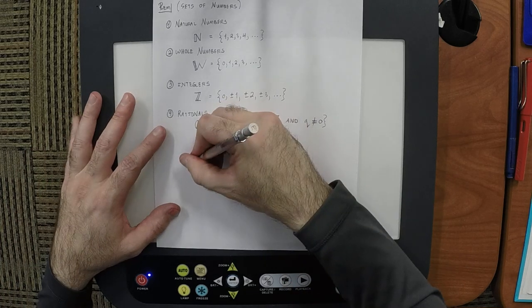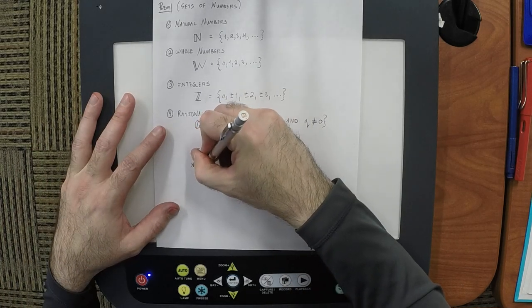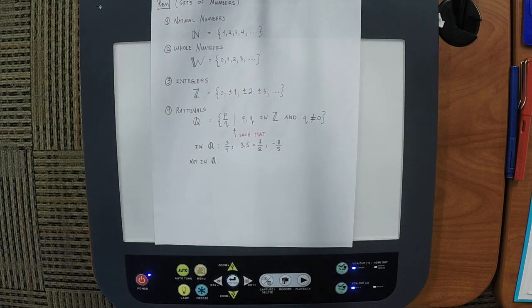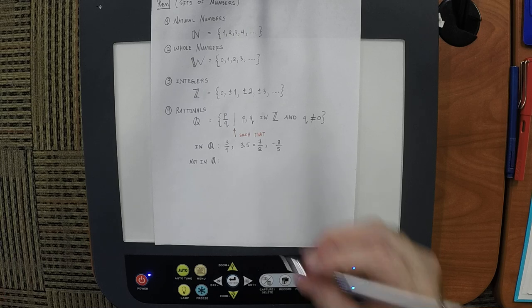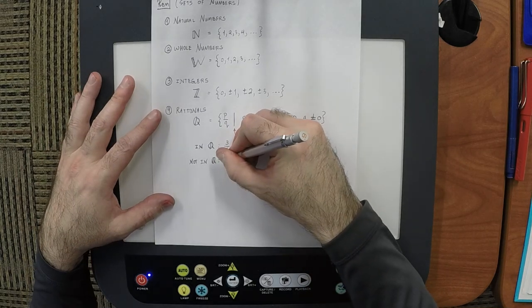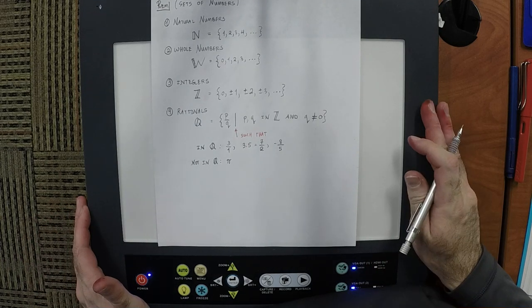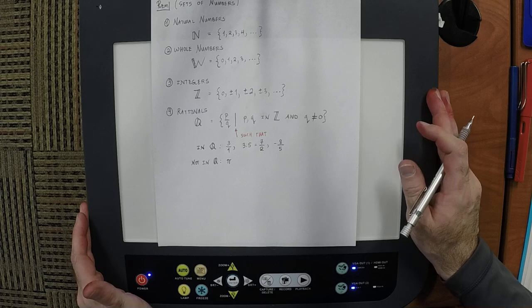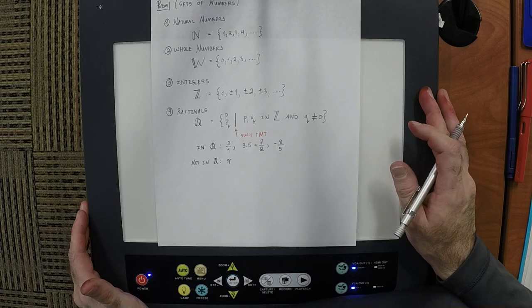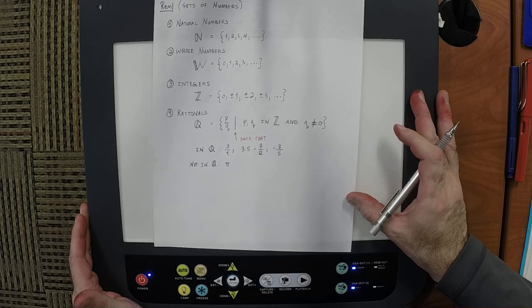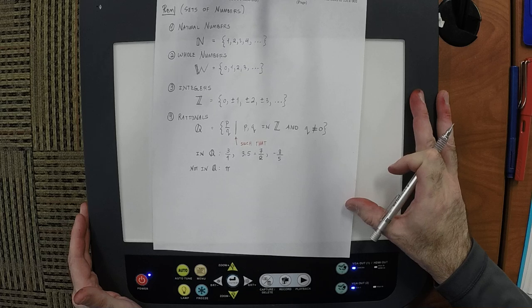Okay? So how about some things that are not in the rationals? Can anyone give us an example of a number that is a number but not rational? Pi. Pi is not rational for reasons that are well beyond the scope of the class. But there are no two integers that you can say pi is equal to this one divided by that one. And that's the subject of kind of a funny bit of history.